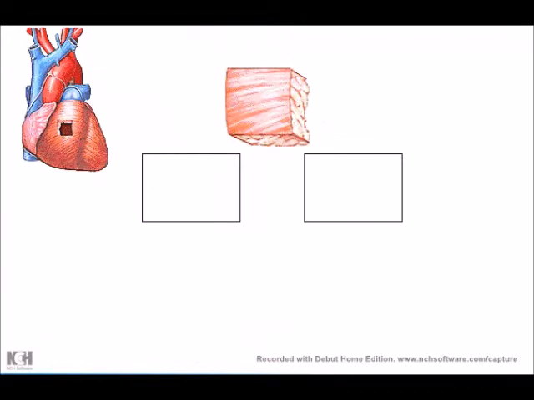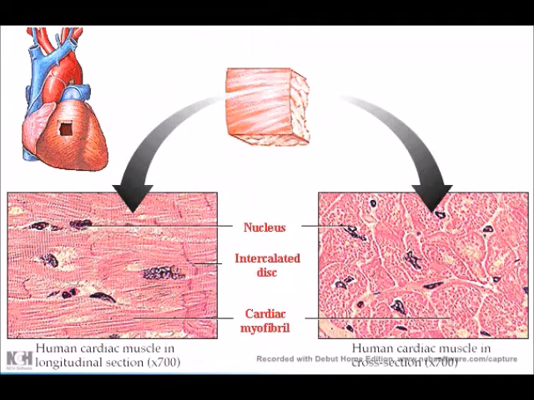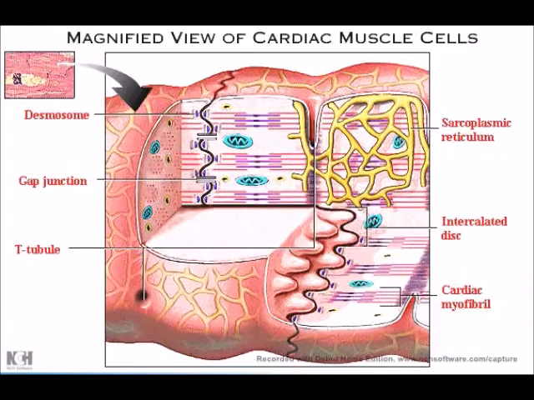Let's take a look at a magnified view of the heart wall. In these histological sections, we see three typical structures found in heart muscle: nuclei, intercalated discs, and cardiac myofibrils. Let's consider the two kinds of cell junctions in the intercalated discs. The desmosomes are anchoring junctions that hold adjacent cells together.